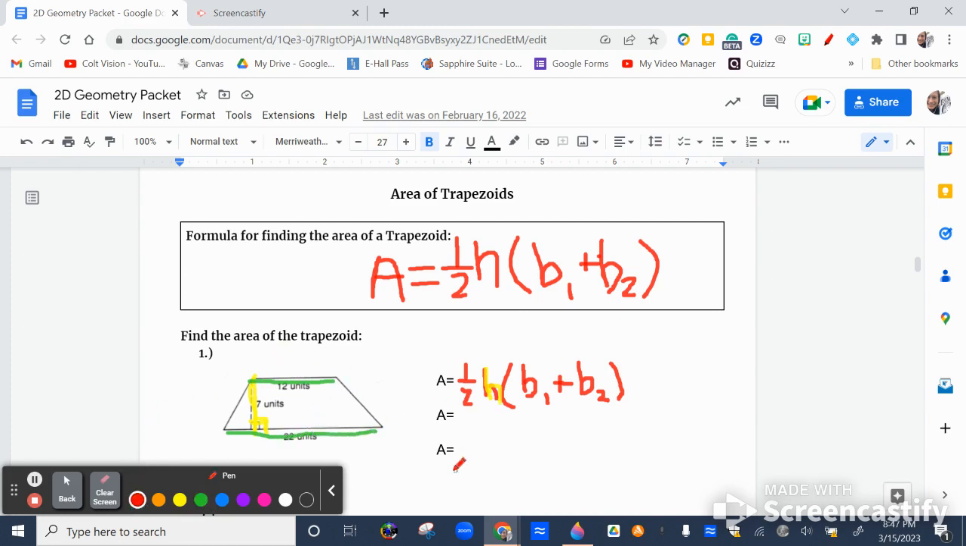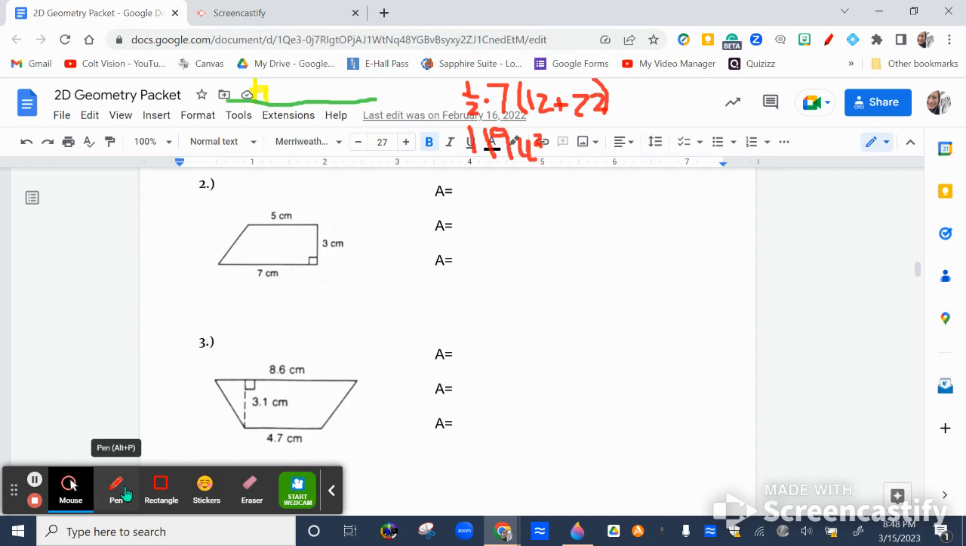So now when I do my substitution part, I'm going to write 1/2 times 7, because that's the height. And then in the parentheses, I'm going to write the top, which is 12, plus the bottom, which is 22. And now I simplify. Okay, so when I multiplied, I got 119 units squared because it's area.